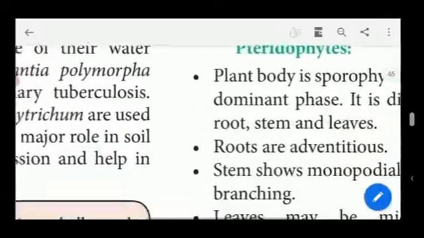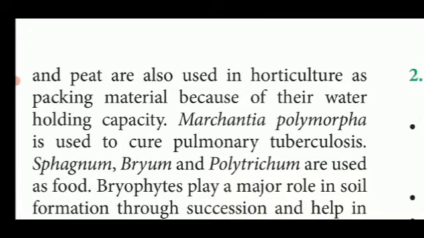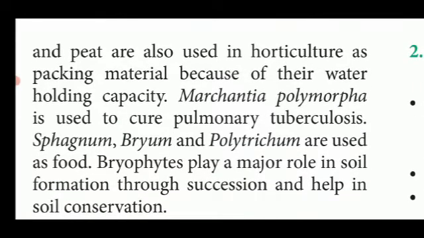Sphagnum and peat are also used in horticulture as packing material because of their water holding capacity. Both the live and the dead Sphagnum are used in horticulture as packing material because of their water holding capacity. It is very absorbent in nature. It contains a large amount of water. For transferring plants from one place to another, this peat is used as a packing material.